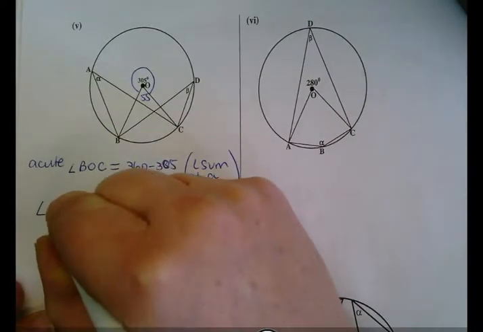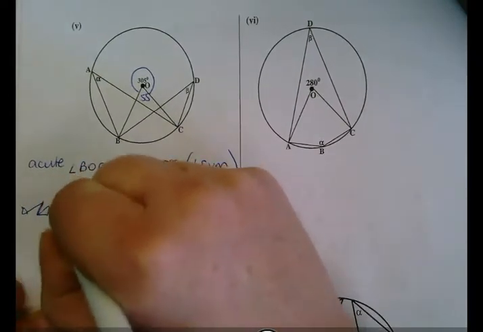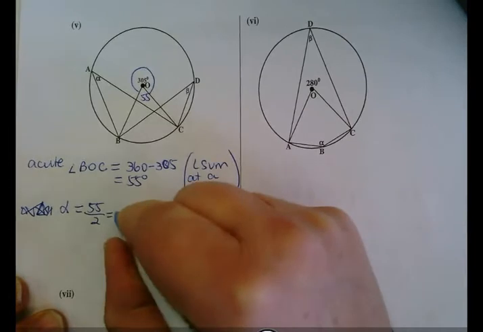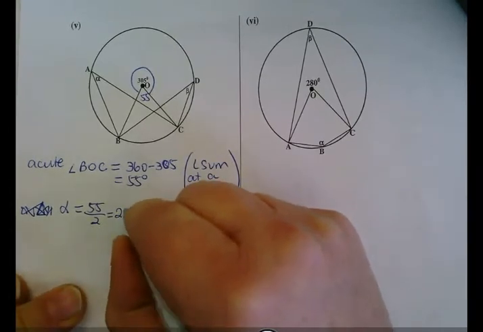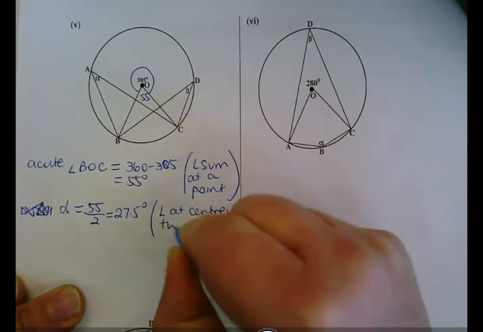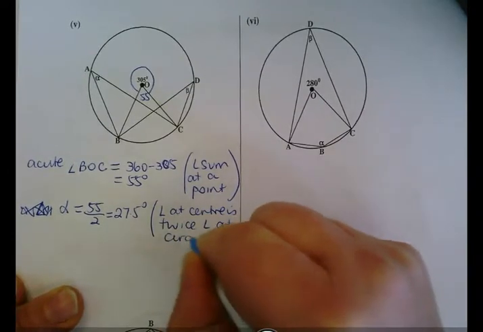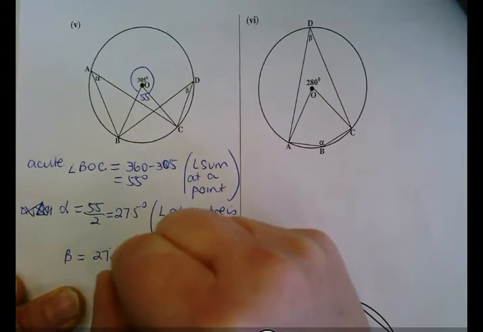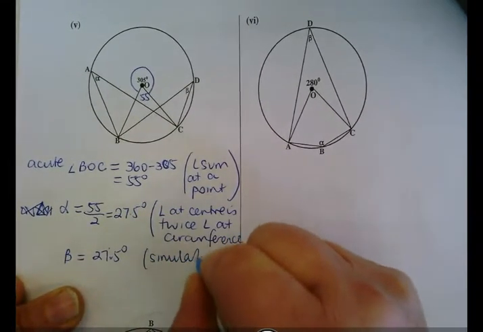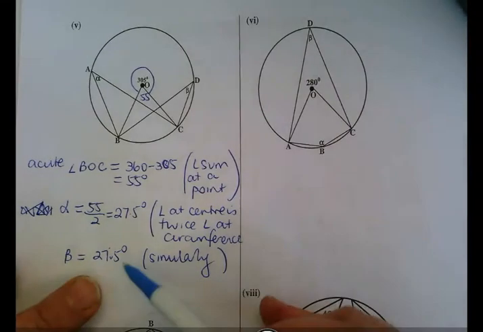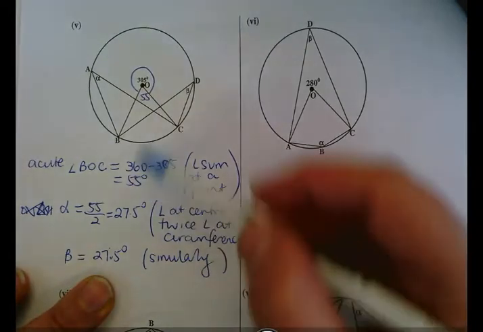Angle alpha. So therefore, alpha is what? 55 divided by 2? 27.5 degrees. Again, angle at the center is twice the angle at the circumference. And beta is the same as well. Similarly, or you could have done that alpha equals beta by angles in the same segment if you want. So girls, beta is 27.5 similarly. Do you know what I mean?